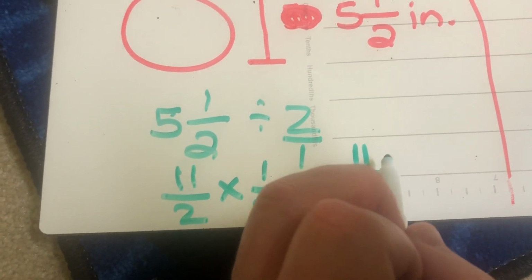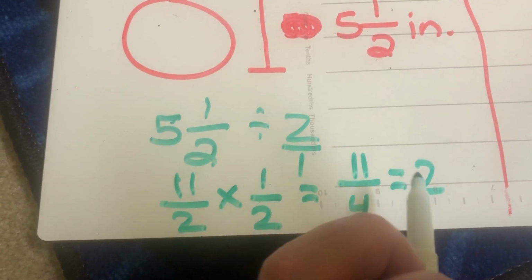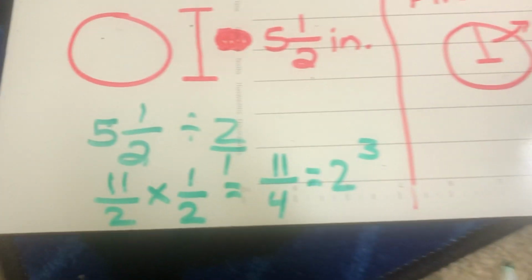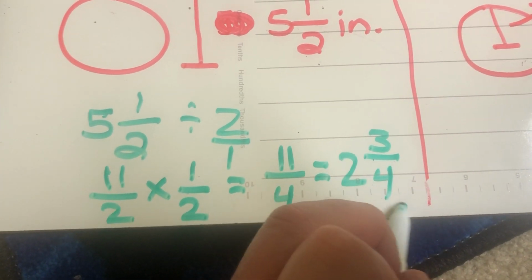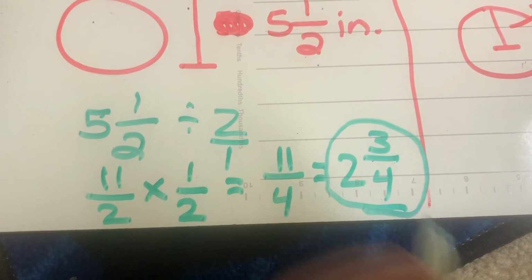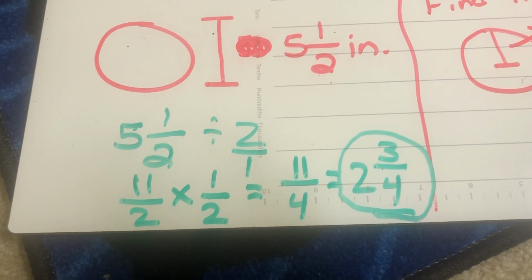11 divided by 4. Well, 4 can go into 11 2 times. If I take 4 into 11 2 times, there are 3 left over. My denominator here is 4, so my denominator here is 4. I get 2 and 3/4.